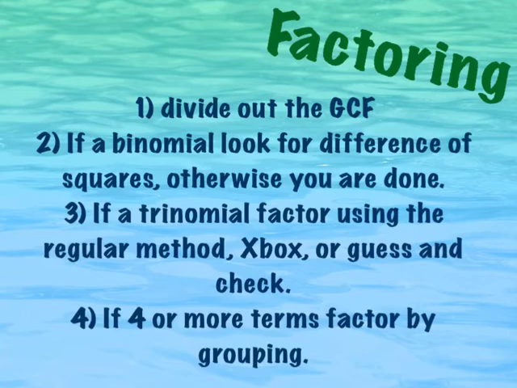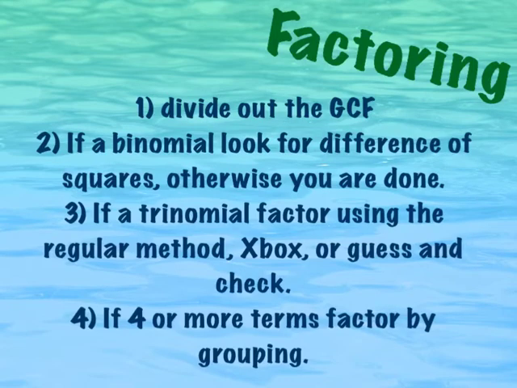Remember, factoring is like unfoiling or unmultiplying or just like dividing. We're trying to separate it out and say what two things multiply together to give me that expression as an answer. So the first thing you do every time is look for a greatest common factor and divide it. If you have a binomial left, you'll look for a difference of squares, otherwise you're done.